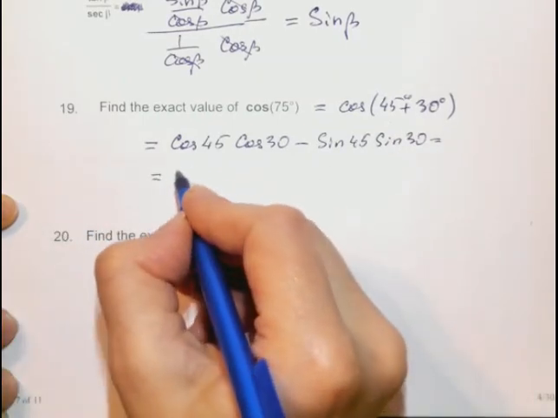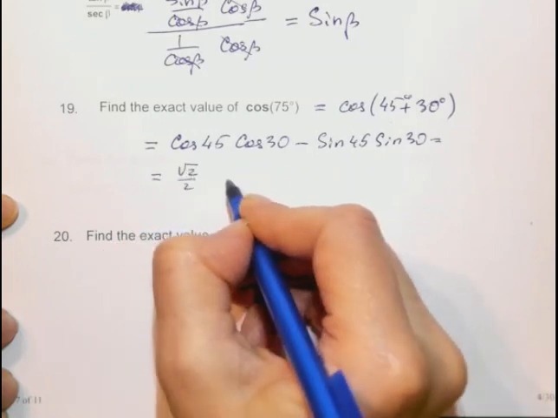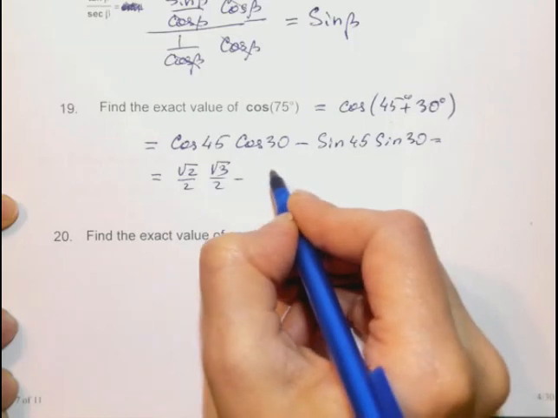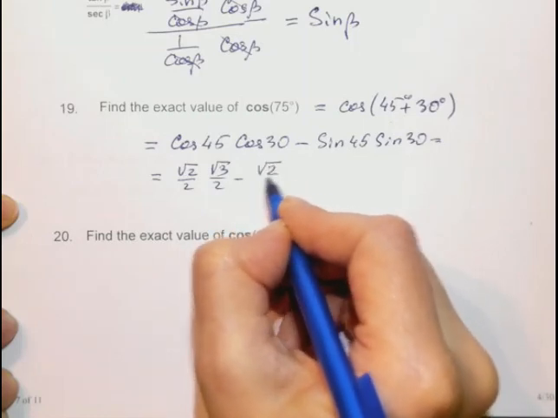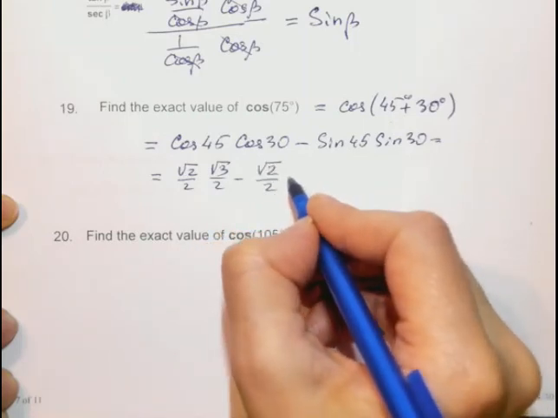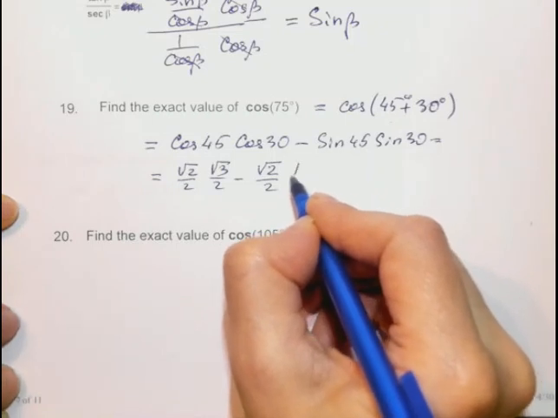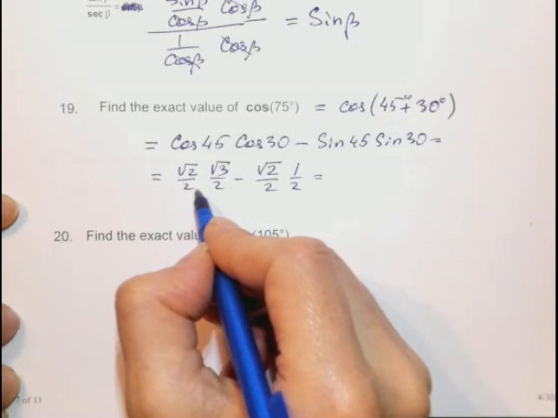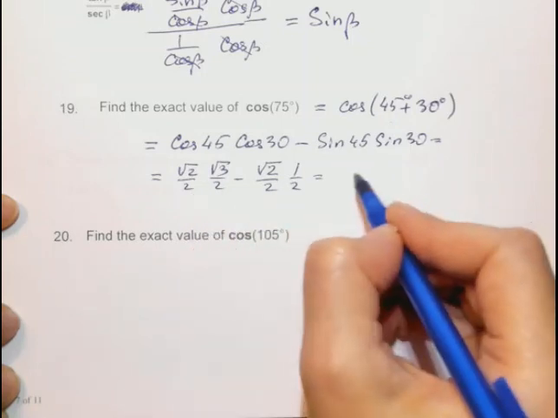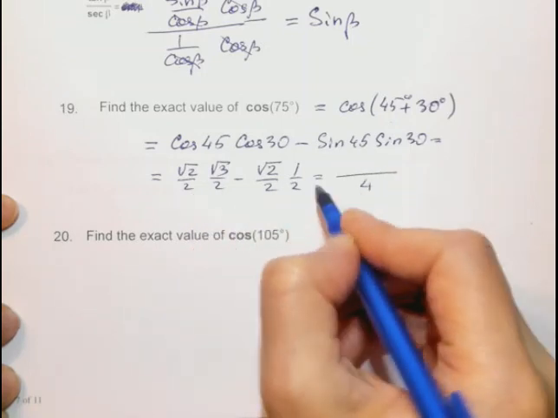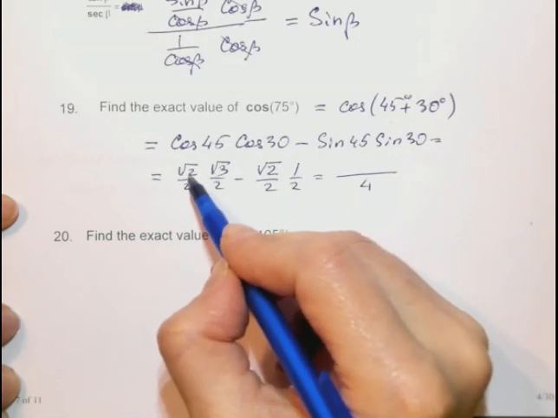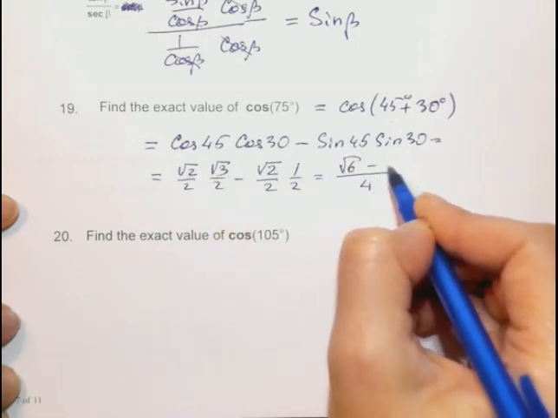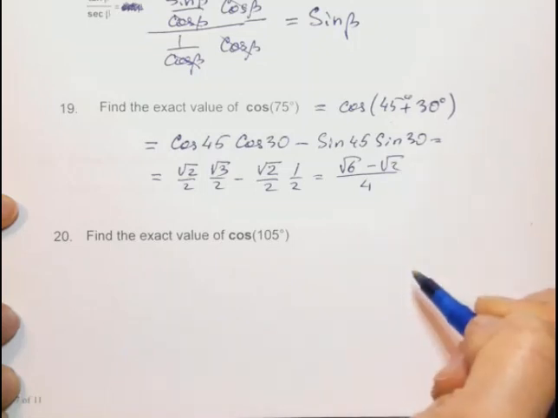Cosine of 45 is square root of 2 over 2, cosine of 30 is square root of 3 over 2, minus sine of 45, square root of 2 over 2, sine of 30, 1 half. So we have denominators 2 times 2, 4 in both fractions. In the numerator we have square root of 2 times square root of 3, square root of 6, minus square root of 2.